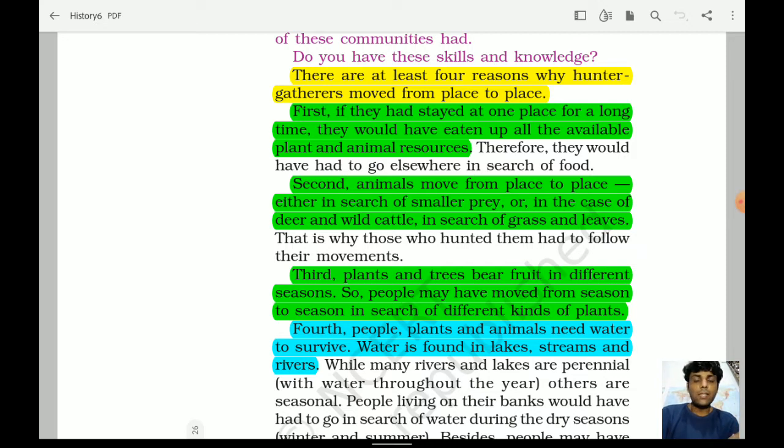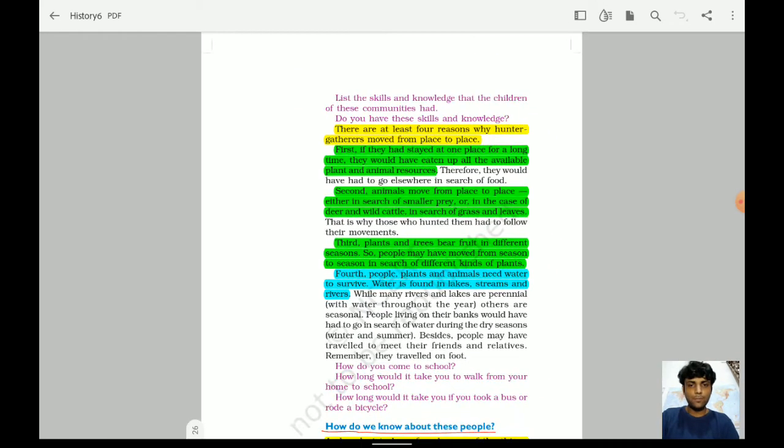In some cases it is very essential that they understood that the animals or plants grew in areas where there was availability of water. So this must have played an important role in their movement, right? So these are the 4 reasons.